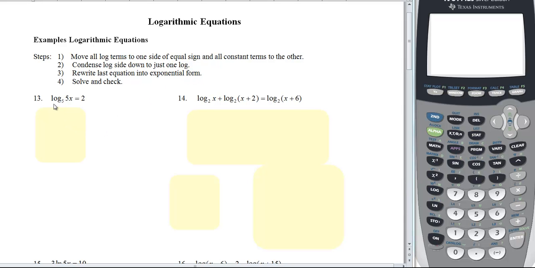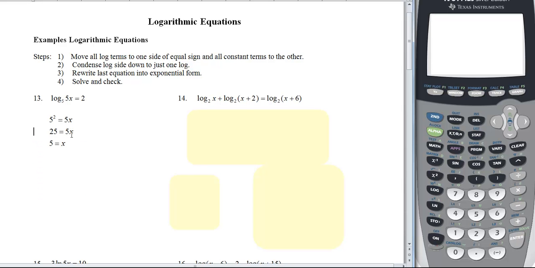In this one, if you'll notice, I already have just one log. So now, since I've only got one log, I don't have to do step 1 or step 2. So step 3, let's rewrite this into exponential form. My base is 5, exponent 2 equals my number. And if you'll notice, it's back to something that we have done. 5 squared is 25. Divide both sides by 5.